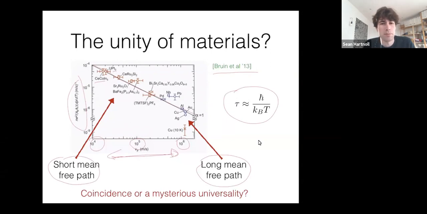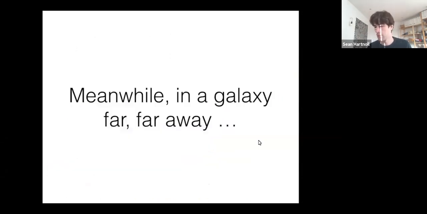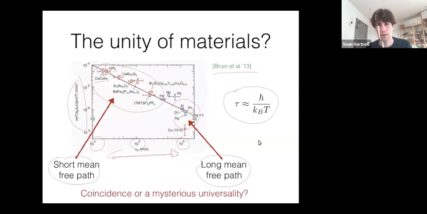Now, I think most people would have said that it's just a coincidence, because these ones have to do with phonons and these ones with something deep like quantum criticality. But nonetheless, it's somewhat striking that they all lie on the same curve, and that is a trigger for thinking maybe there is some universal principle at work in this plot. Any questions about that?